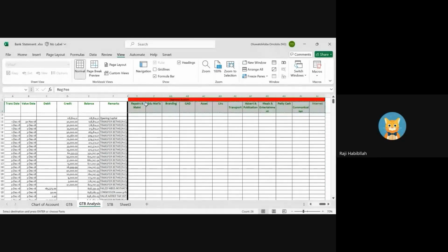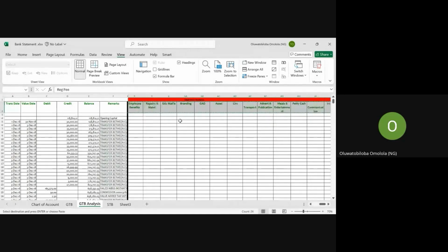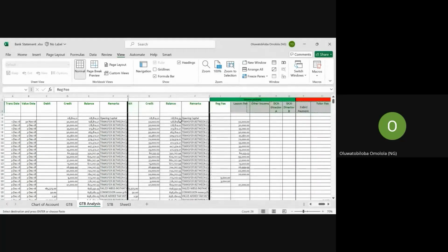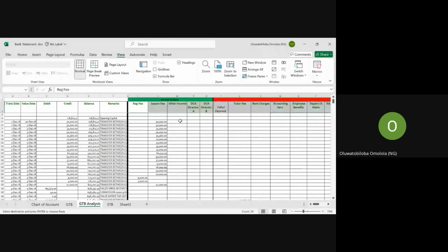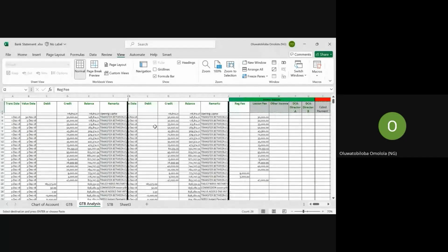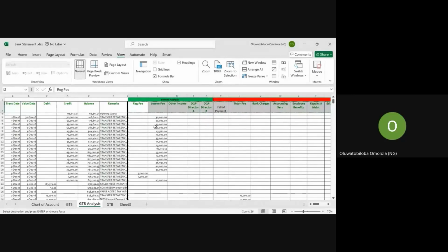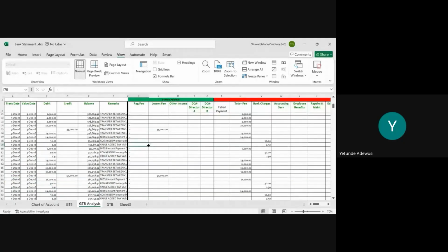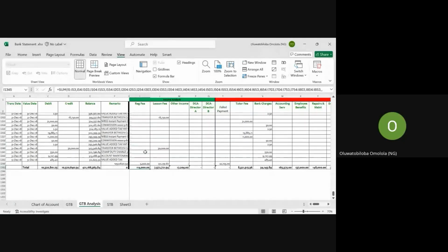Okay, now this part is very important. This is the part where we are converting our bank statement to a trial balance. After you have analyzed it, you will copy everything. See, I've copied this header. Sorry, before you do that, at the end of the day, you need to find your totals. You need to sum up everything.